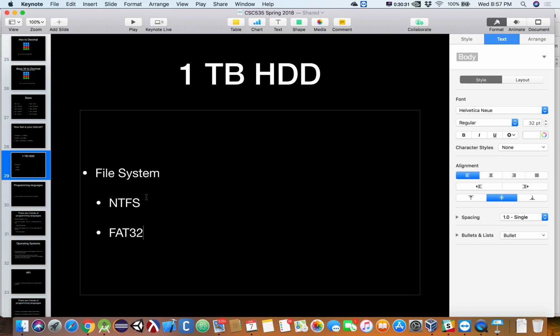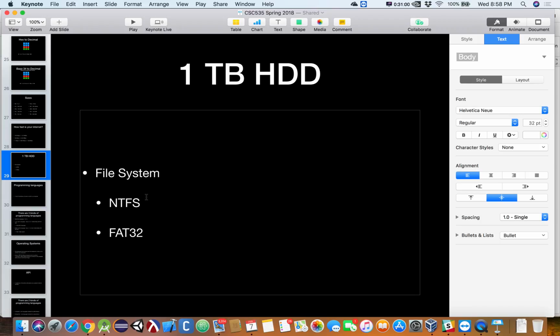NTFS only works on Windows machines, but will allow you to have much larger files. I think the maximum single file size might be like 16 terabytes for NTFS. I might be wrong on that, but it's way bigger than 4 gigabytes. I think it is 16 terabytes, but whatever. Make sense?